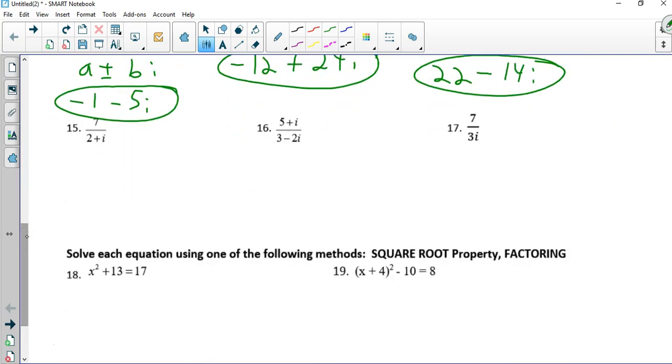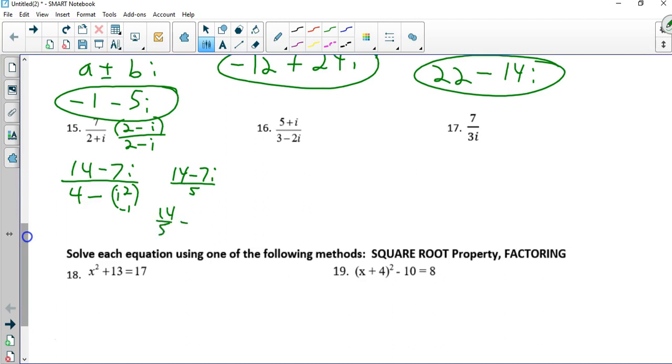Alright, our good old friend the conjugates. We got to get rid of this 2 plus i. We do that by multiplying by 2 minus i, top and bottom. Now on the top I'm going to distribute the 7 and get 14 minus 7i. And on the bottom, I'm going to get 2 times 2, which is 4. Positive times negative is negative i squared, which remember is negative 1. Well, if you subtract the negative 1, that's really 5. So that's 14 minus 7i over 5. You could also write that as 14 fifths minus 7 fifths i. That's the more technical form of writing it.